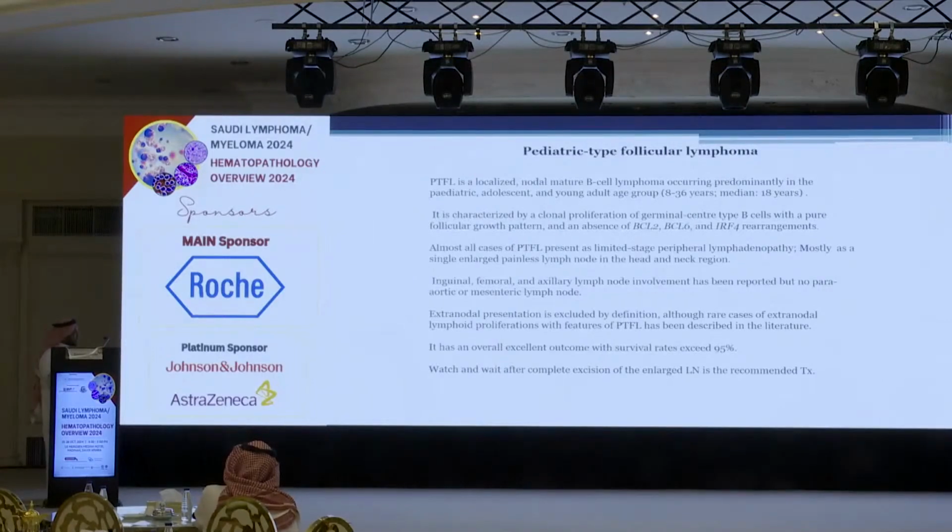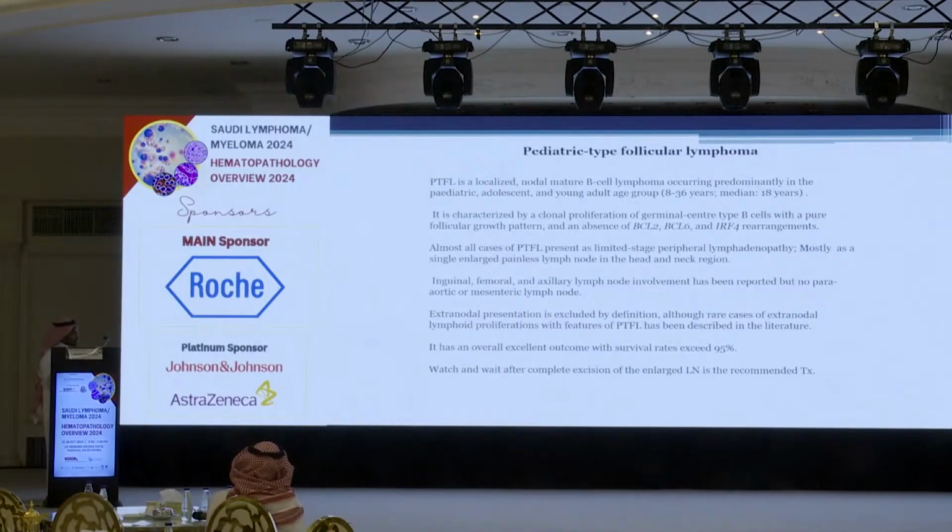Pediatric follicular lymphoma is a localized mature B-cell lymphoma that occurs primarily in pediatric age patients, usually from 8 to 36 years of age. The median age is 18 years. Some reports described these cases in older age groups, however, they are very rare. It is characterized by the absence of the defining molecular features that we usually see in classic follicular lymphoma, which are BCL2 and BCL6 rearrangements. Also absent is the IRF4 gene rearrangement, which defines another rare entity that we will come to later.